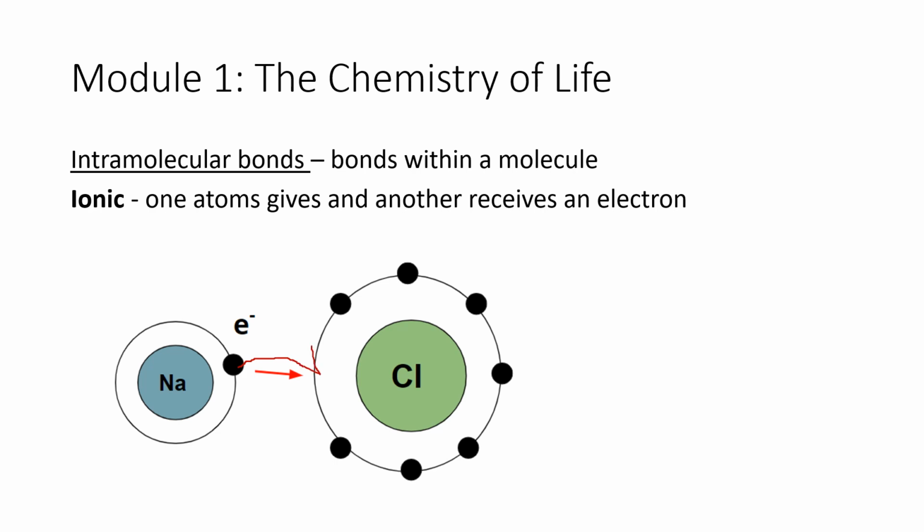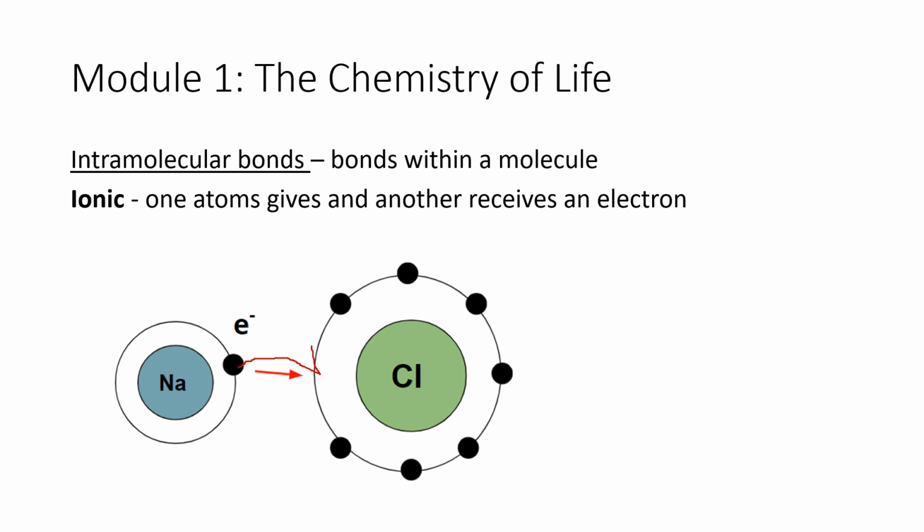Chlorine has 7 in its outer shell. It can hold 8. It wants to hold 8, so it's going to steal that electron. Now, in doing this, with sodium losing that electron that has a negative charge, and chlorine taking that electron, sodium now becomes positive, and the chlorine becomes negative. The positive charge and the negative charge now attract, and that's an ionic bond.